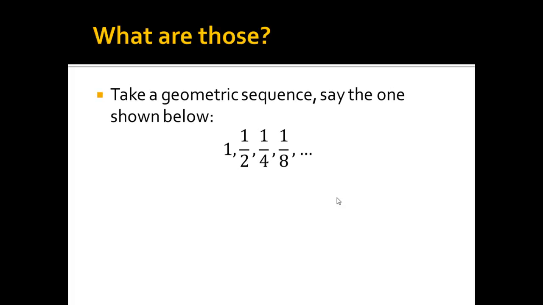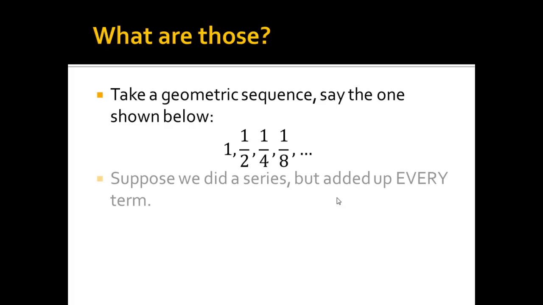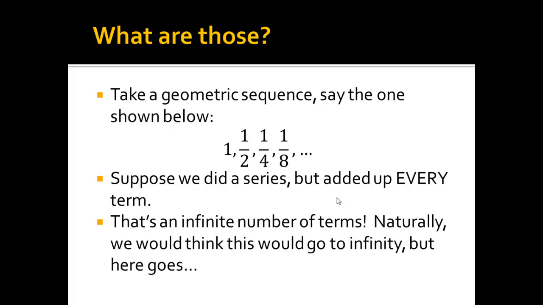So let's say I take a geometric sequence, a simple one here: 1, 1/2, 1/4, 1/8, ... meaning we're going on forever. Suppose we did a series, where we added up every single term in the sequence. The ... means it keeps going forever. So what we're going to be doing is adding up an infinite number of terms. Naturally, we would think that if we're adding up an infinite number of things, we'll get infinity. But we're going to see something interesting happen here.